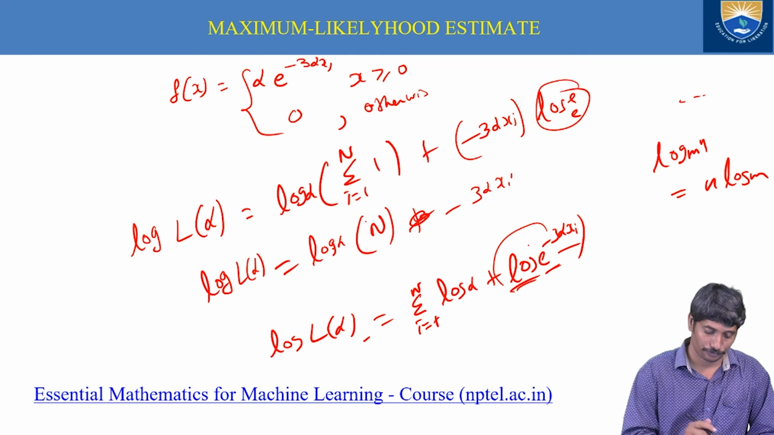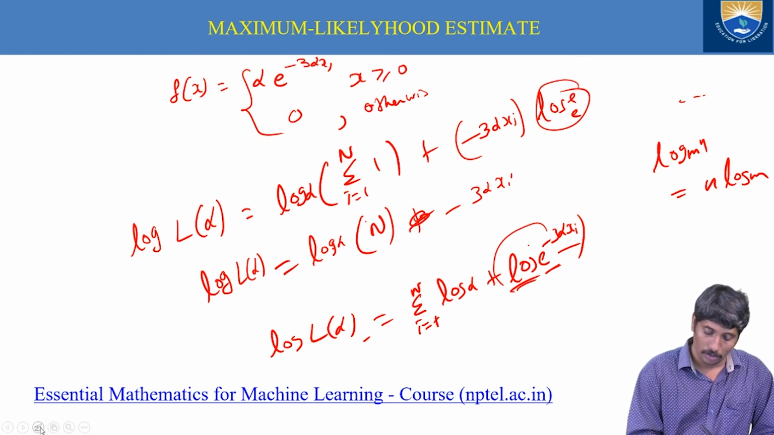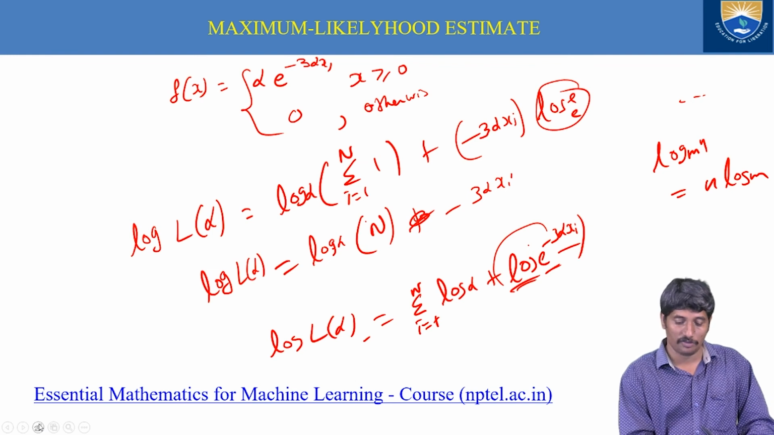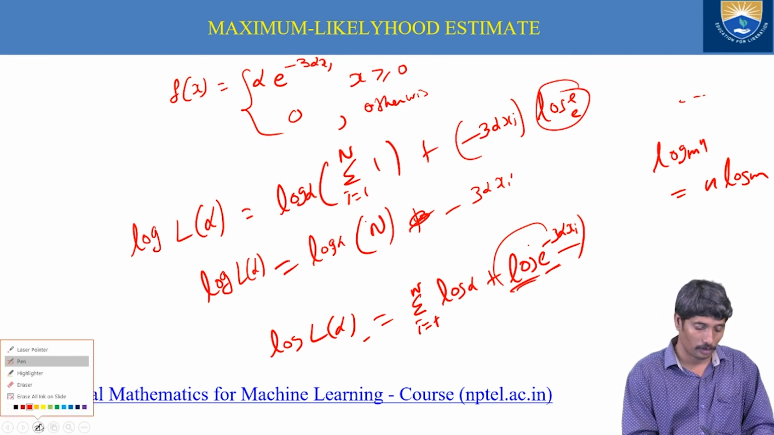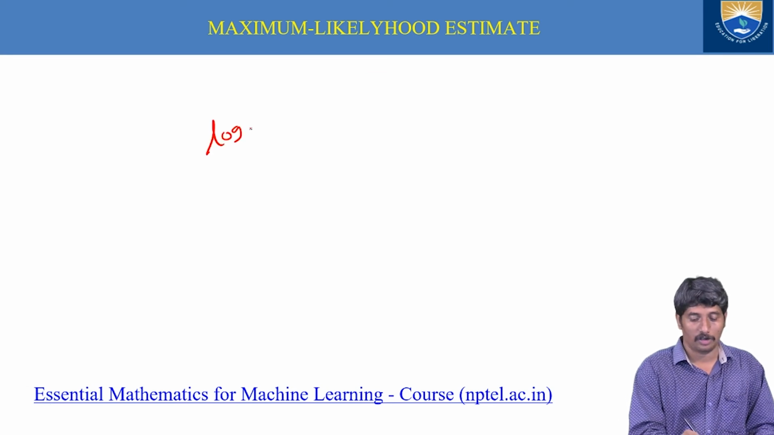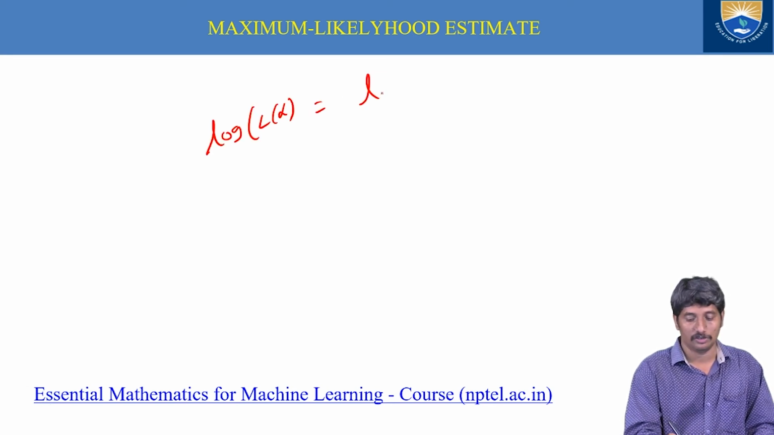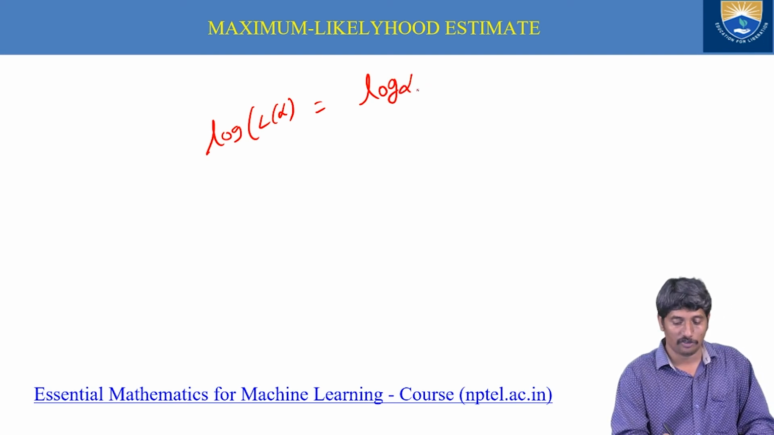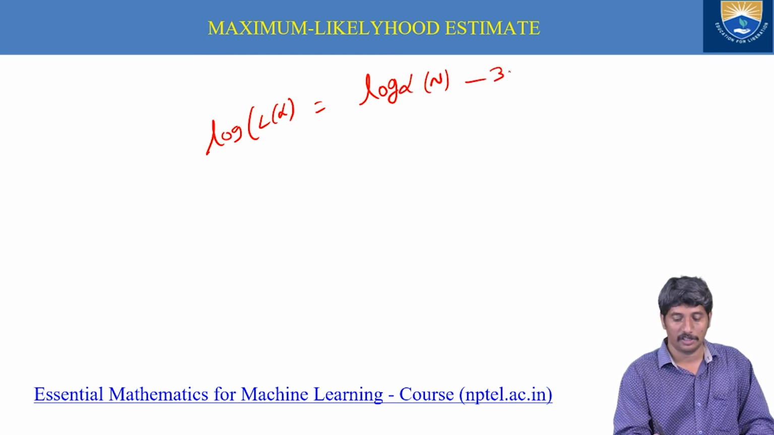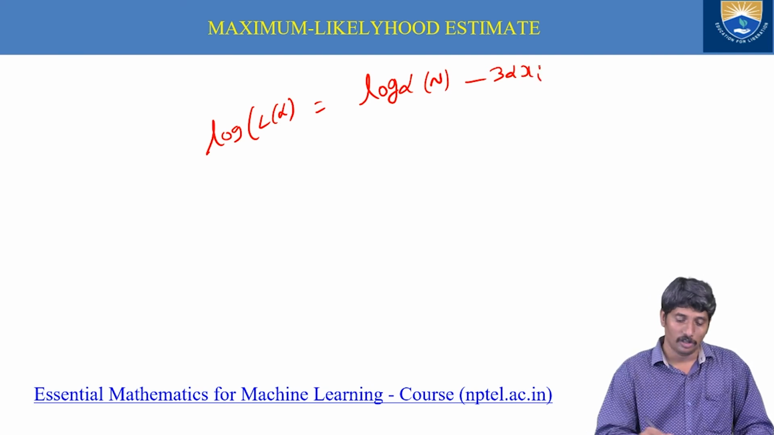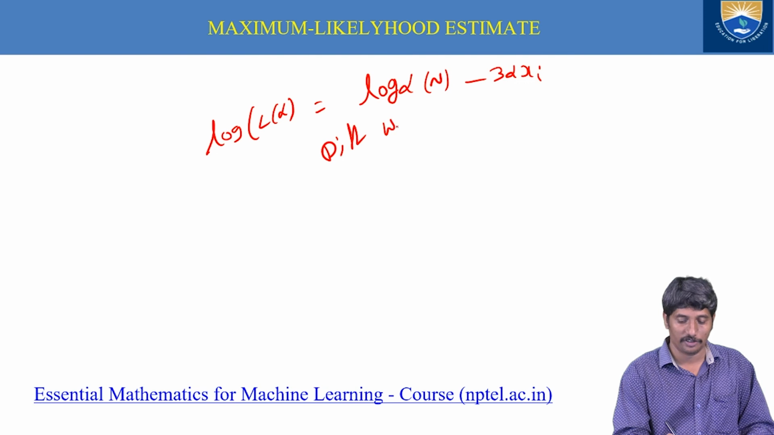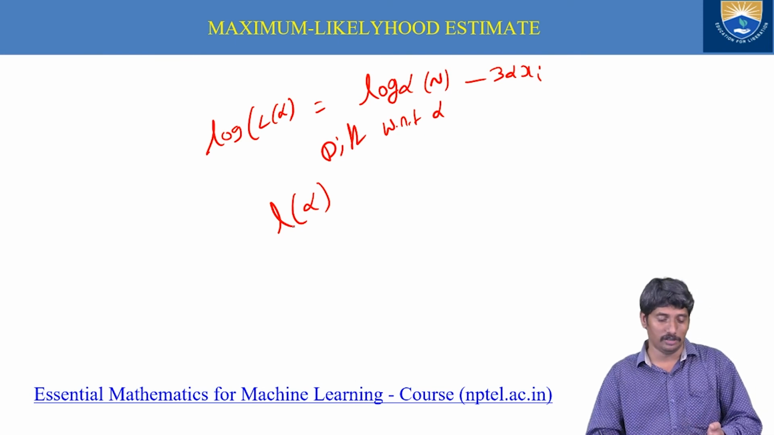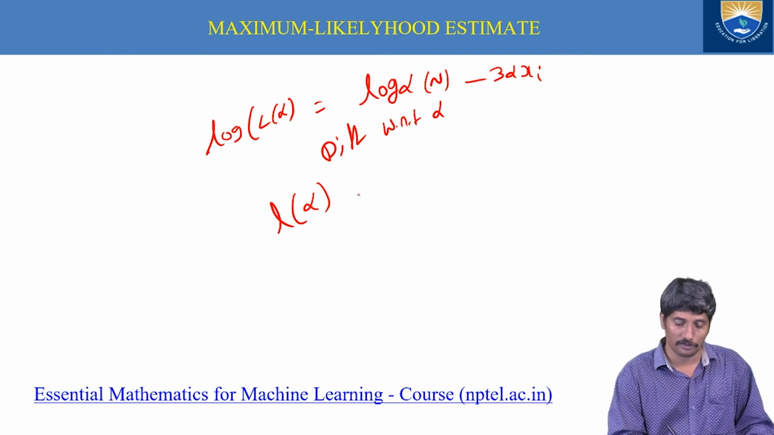Now, log L of alpha is equal to log alpha into n minus 3 alpha xi. This is what we got. Now let us differentiate with respect to alpha. Then this would be the log likelihood function, that is small l of alpha. I'm just denoting it as another function small l, which is called the log likelihood function.